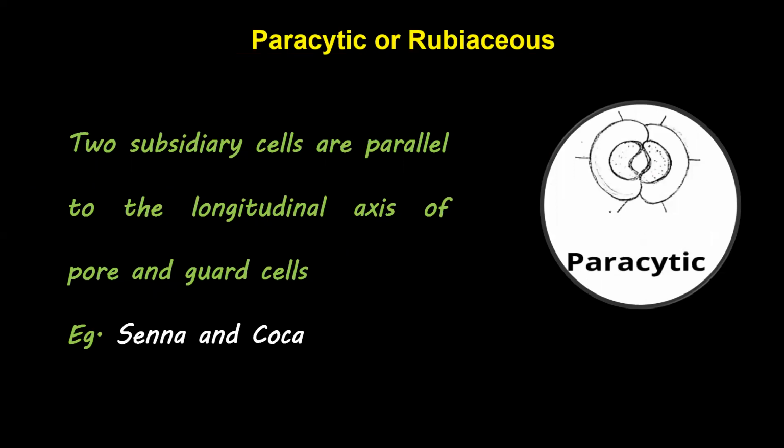Next, we come to parasitic type. Parasitic type is also known as rubiaceous type. Parasitic stomata has 2 specific subsidiary cells. Correct? 2 specific subsidiary cells on the outer side of each guard cell. See, this one is the guard cell.